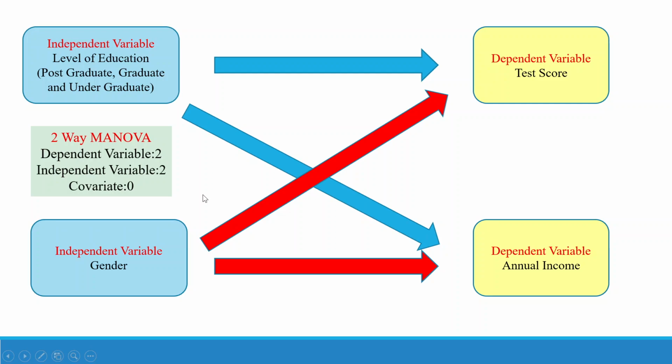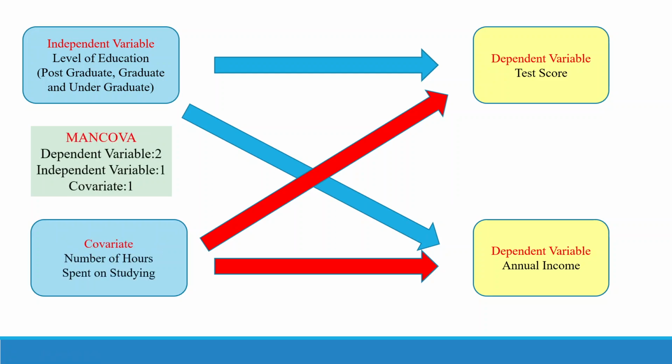So let's start with the first objective, to study the effect of level of education on test score and annual income. First objective. Second objective, to study the effect of gender on test score and annual income. The third objective, to study the interaction effect of level of education and gender on test score and annual income.